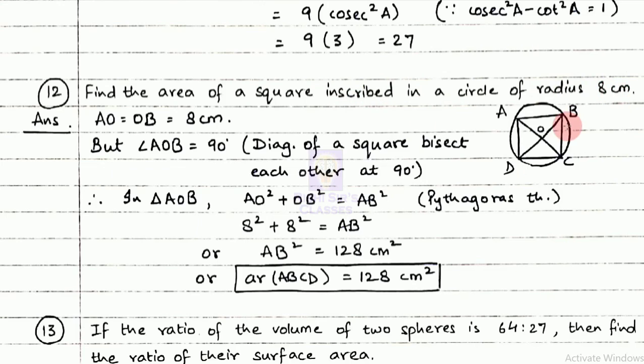To find the side of the square, we can use the Pythagoras theorem, because the diagonals of a square bisect each other at an angle of 90 degrees. So this angle AOB will be equal to 90. We can find the value of AB, and AB will come as under root of 128. We know that the area of a square is side square, so AB square will be the answer, that is 128 centimeter square.